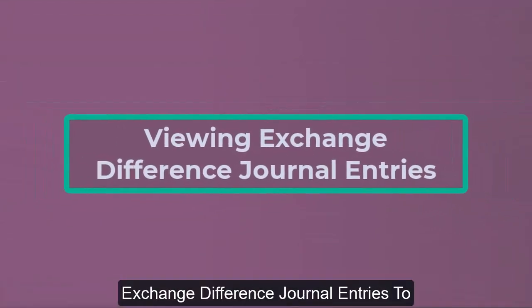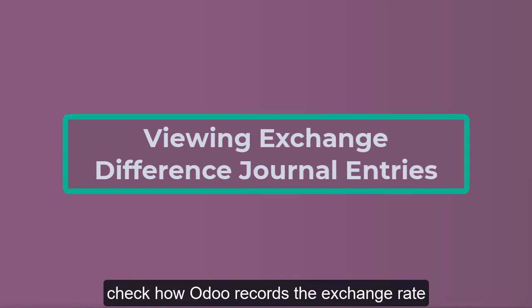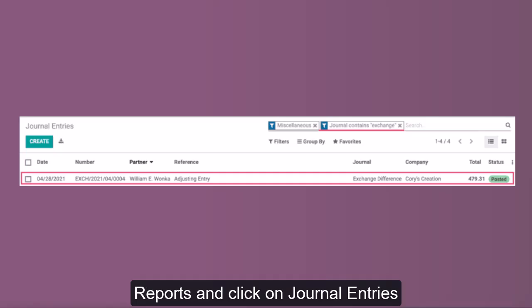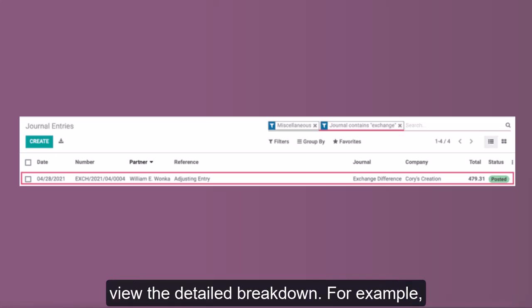Viewing exchange difference journal entries. To check how Odoo records the exchange rate difference, go to Accounting menu, then Reports, and click on Journal Entries menu. Filter for Exchange Difference Journal. You'll see an entry recording the difference. Click on the entry to view the detailed breakdown.